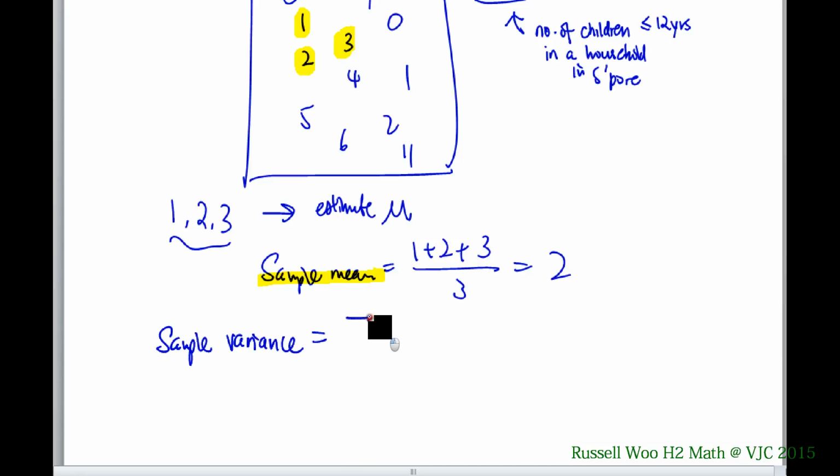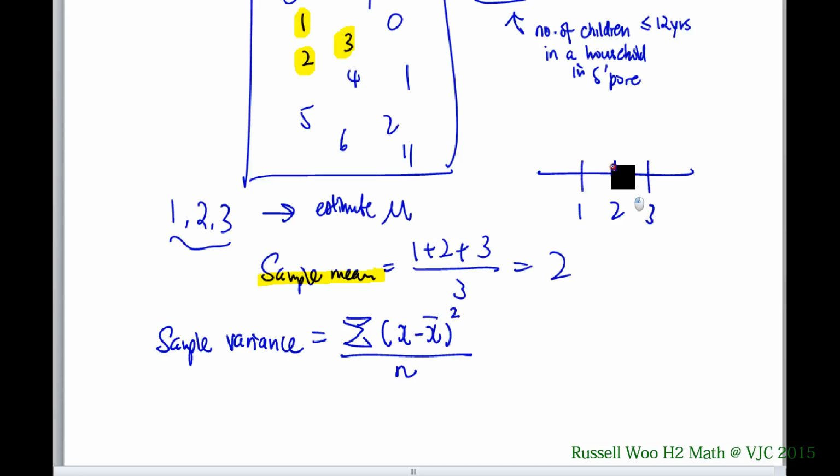Variance is summation x minus x bar square over n. Which actually means this. Actually, it's not difficult to understand. What we are saying is now we have 1, 2, 3, right? I have 3 data points. Variance essentially is measuring the spread of the data. Correct? So what we are saying, now I know x bar is 2.